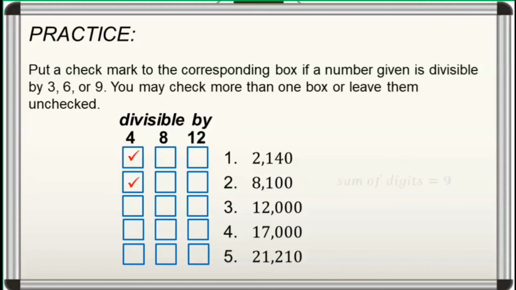Also, the sum of its digits is 9, which is divisible by 3. Since the given number is divisible by both 3 and 4, then it must be divisible by 12.